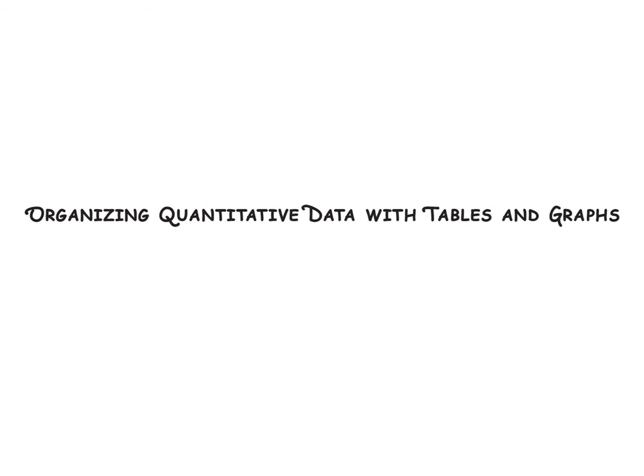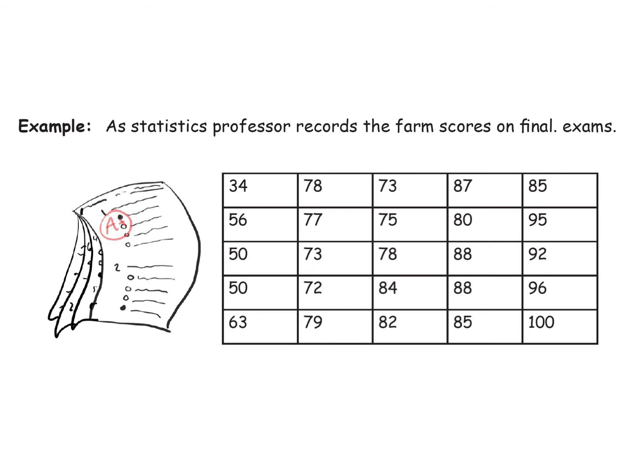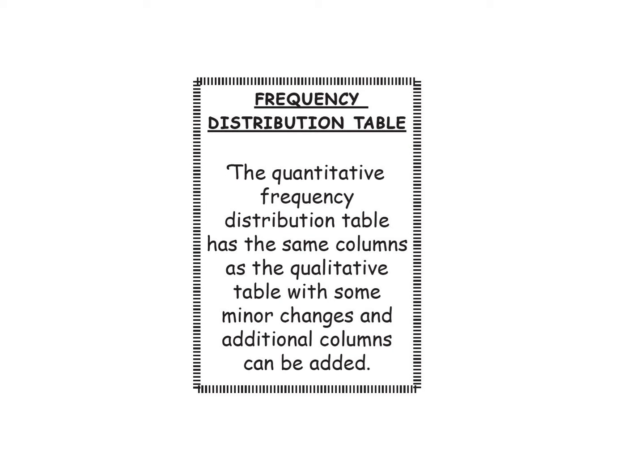Now we're talking about quantitative data, so this is numbers. All right, so here are the recorded scores on final exams. There's a little extra thing here that needs to be fixed. There we go. So on the final exams, we would do our frequency table here.